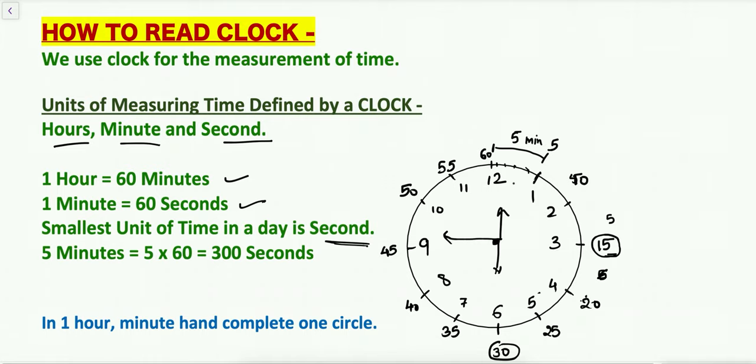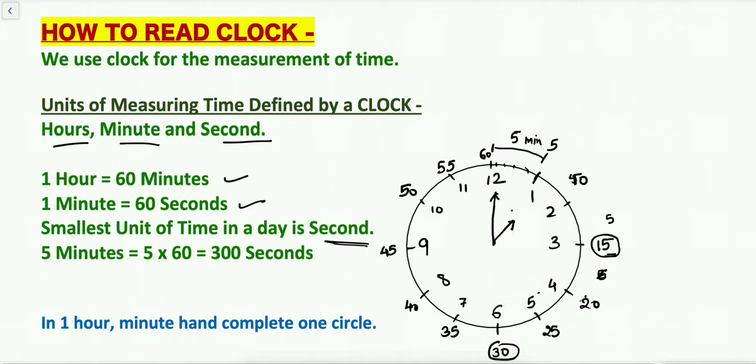So when the minute needle completes the whole circle of 60 minutes, only then the hour needle moves. That means 1 hour will be completed. Suppose now it is 1 o'clock, and 1 o'clock looks like this one here, the small needle at 1 and the greater needle at 12. So it is 1 o'clock now. So suppose it is 1 o'clock now, this is the hour needle and this is the minute needle. So when the minute needle completes the full circle, like 5, 10, 15, 20, 25, 30, 35, 40, 45, 50, 55 and 60, then only this hour needle will move.